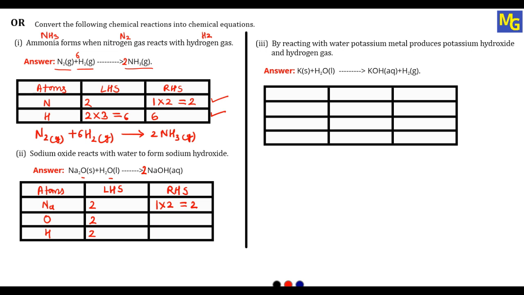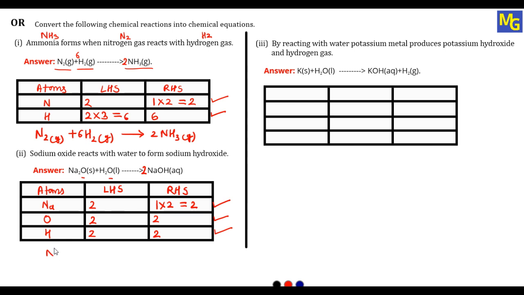So I'll write it here, oxygen 2, hydrogen 2. Now if you see your table, sodium on LHS, RHS, both the side it is 2, 2. Even oxygen it is 2, 2 and hydrogen also it is 2, 2. So here our reaction is balanced. So we will write the balanced chemical equation.